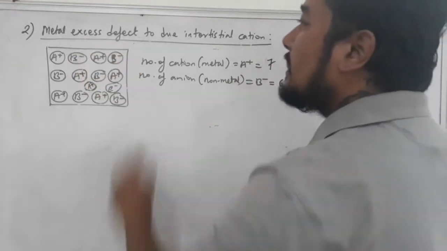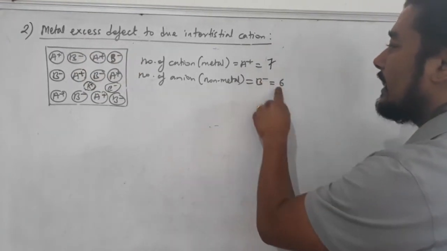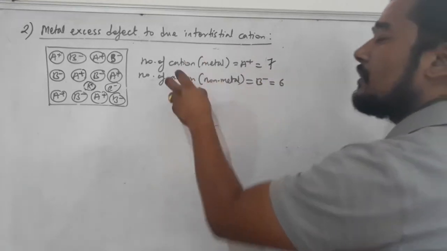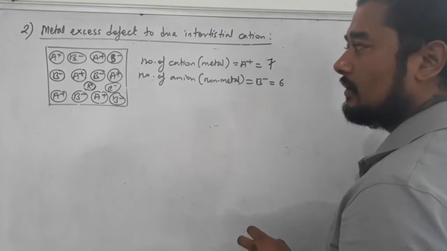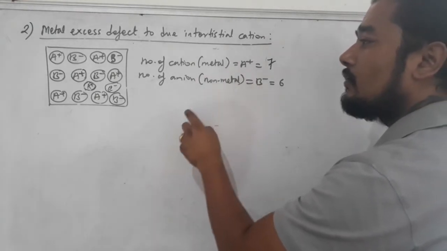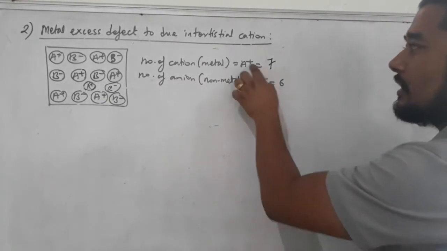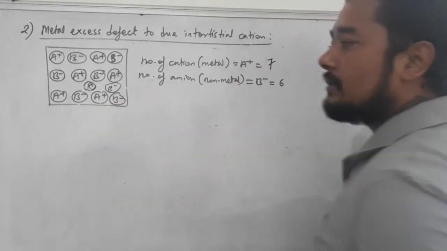So do remember why it is a non-stoichiometric defect, because the number of cation and anion is not equal. Since the number of cation and anion is not equal, it comes under non-stoichiometric defect. And in this defect, the charge is again counterbalanced by the electron present in the interstitial site. Total charge is balanced by the electron present in the interstitial site.